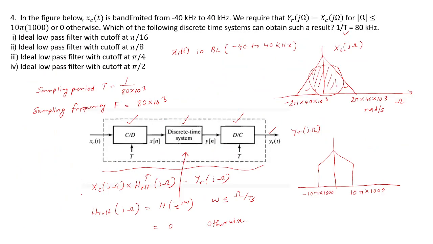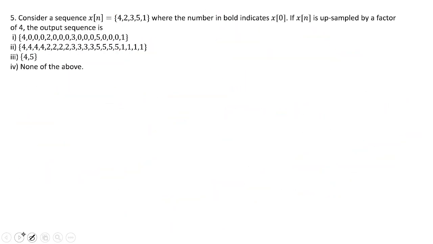So for this case, for sampling frequency of 80 kHz, we need an ideal low pass filter with cutoff frequency pi by 8. So second one is the correct answer. Okay, this is pretty much straightforward. Let us understand it in details. Like you can tell the answer by saying it, but I would like to move in a more conventional way to get the concepts clear.